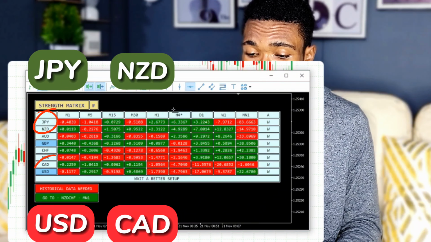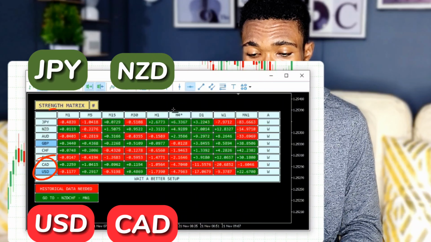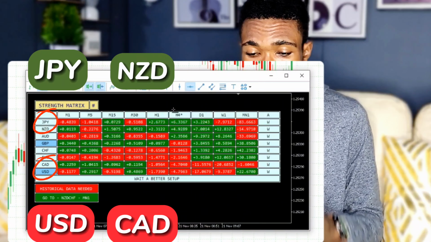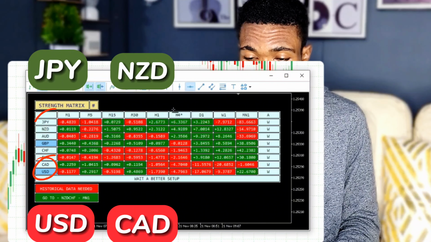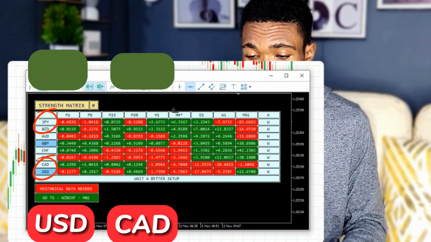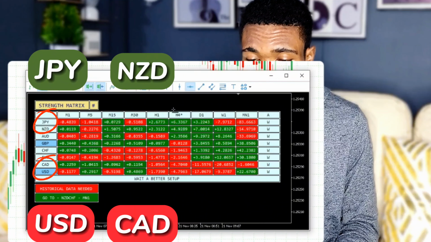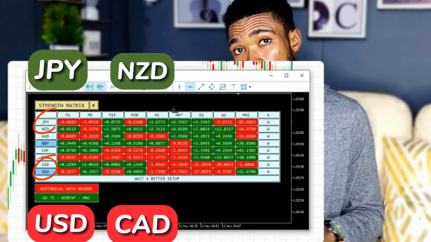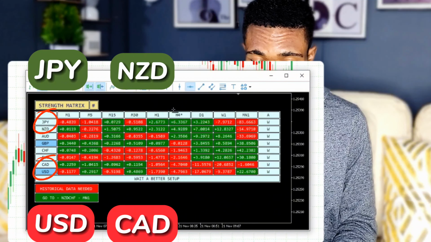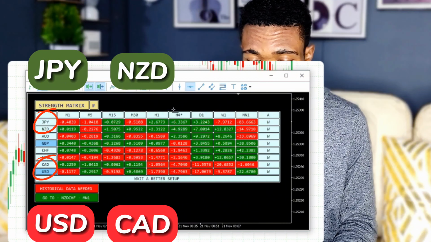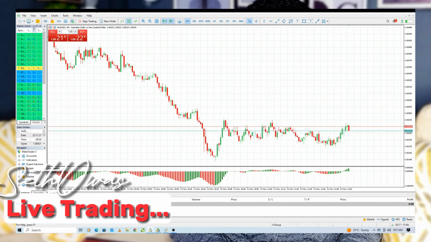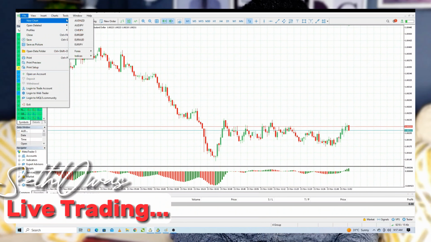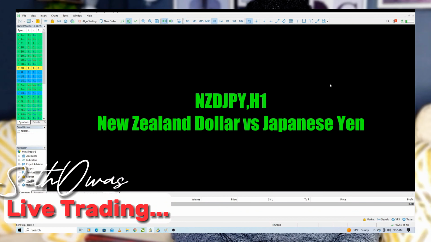Or if you want to find a ranging market, then you can merge the top ones because both of them are strong. So you can merge the JPY with the NZD, find some perfect trade and then trade. But with NZDJPY, sometimes the spread is a little wider. Either way, let's just check it. Maybe you can trade that one. So I have to open my chart now. I'll go to File, New Chart, and NZDJPY.